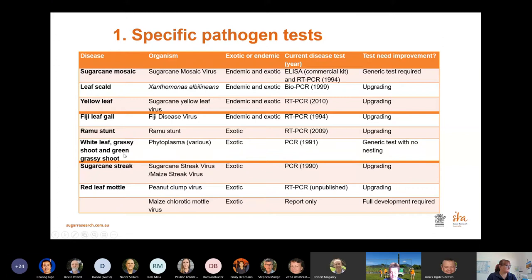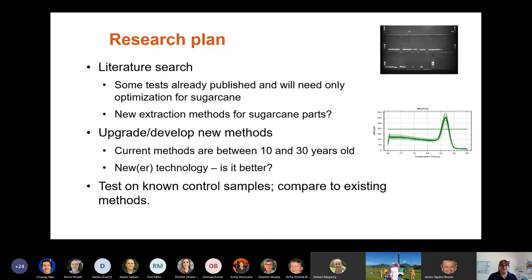So what is our research plan? The first thing we need to do is to see that some of these are found overseas as well. A lot of the pathogens are overseas, so there are tests already published. Maybe they only need to be optimised for sugarcane. We also wanted to know, are we looking at the right part of the sugarcane plant when we're doing our diagnostics? Are we missing something by sampling the wrong part? So we looked at sugarcane parts as well.